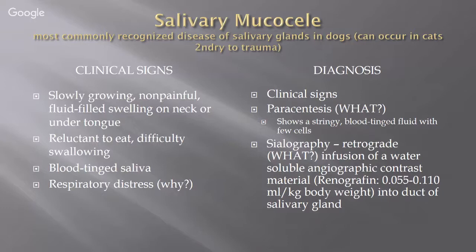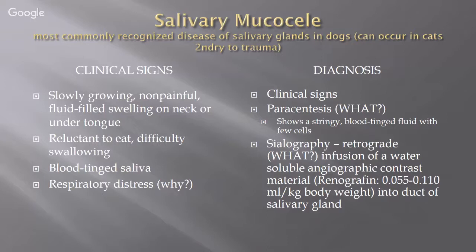It will become uncomfortable. So you can push on it, it's non-painful, but it becomes uncomfortable because they don't have enough saliva in their mouth, or there's enough pressure with that fluid-filled swelling under the tongue to make it uncomfortable. So they'll be reluctant to eat. They may have difficulty swallowing because they don't have enough saliva to help them. You may see blood-tinged saliva. And sometimes respiratory distress. If it becomes big enough that it's covering over the trachea or the glottis, they will have difficulty breathing.